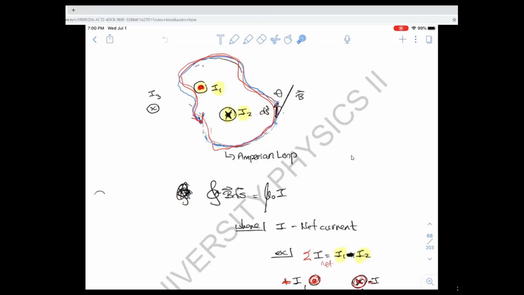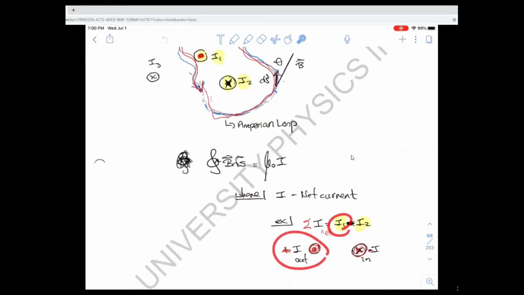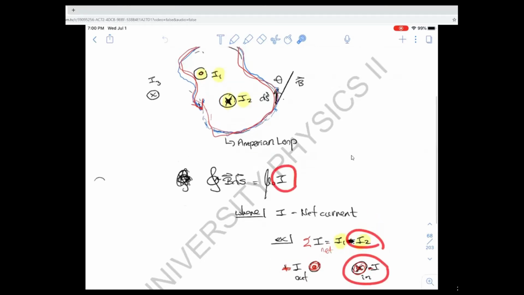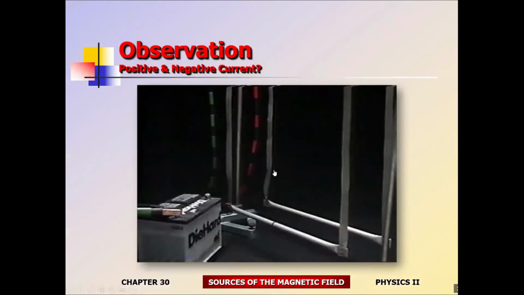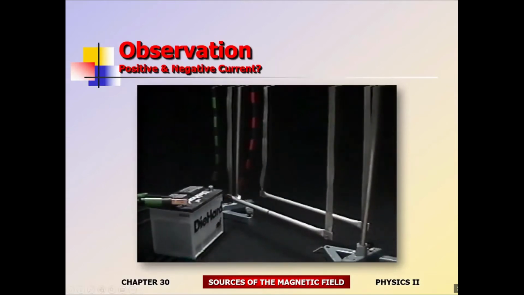If the current is coming out of the page, we will take that to be a positive current. If it's going into the page, we will take that to be a negative current. So this represents the net current, which means that you're just summing up all the current values. It is the same as the force between two current carrying wires.